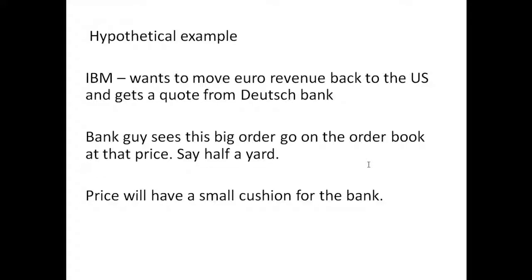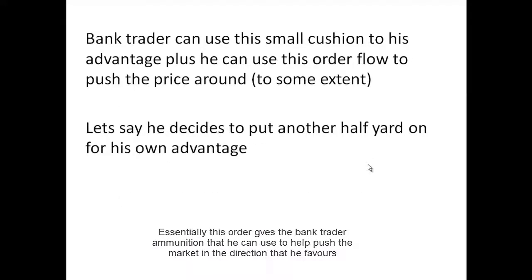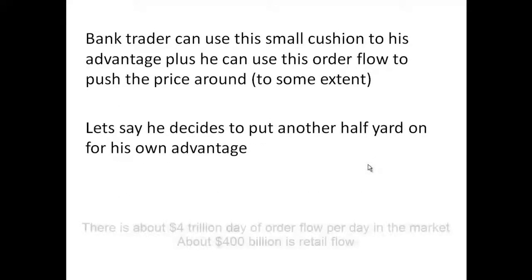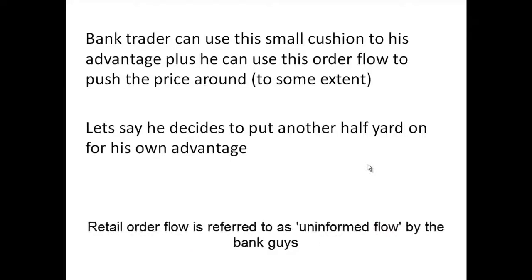Number one, he's got the quote, so he knows the price that he can bleed that order into the market at, and he also knows what his cushion is to give him some protection in terms of what he's going to do with that price. So he can use that cushion and the fact he knows when the order is going to go into the market and start moving the market to push the price around. So let's say he's going to take advantage of that, and he's going to also put on another half a yard as well before he puts the IBM order into the market.